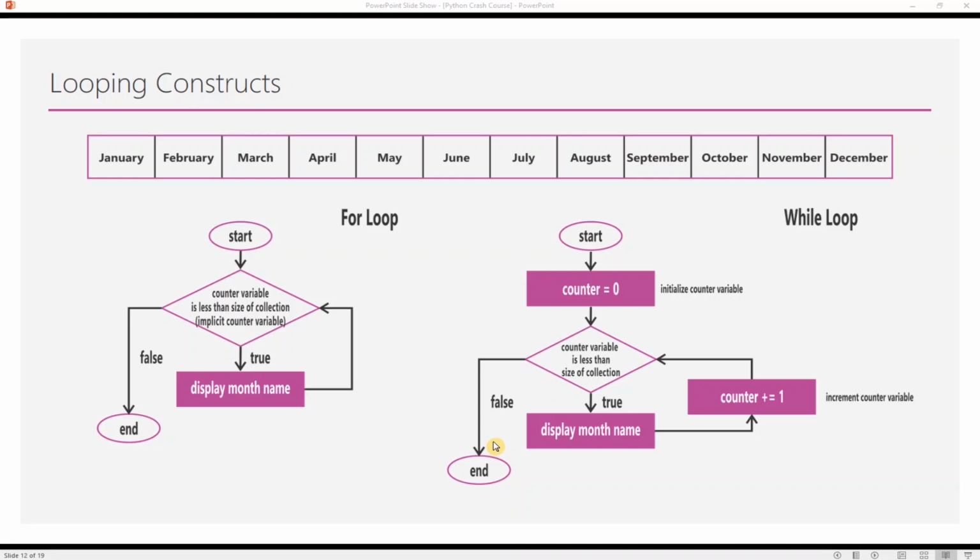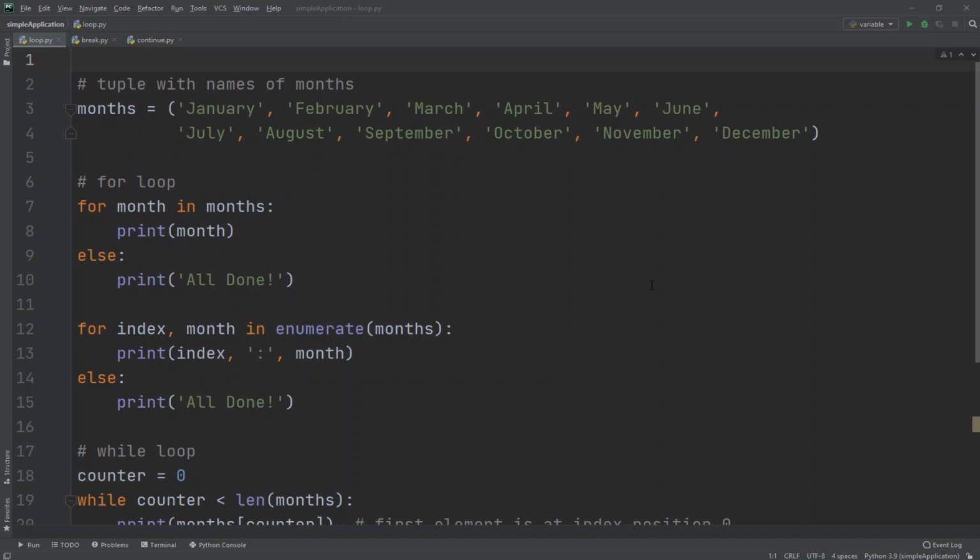So you can see that there is not much difference in the behavior of these looping constructs, except that in one case we are managing the index by ourselves, and in the other the index is managed for us. Now let's switch to the IDE to see these loops in action.